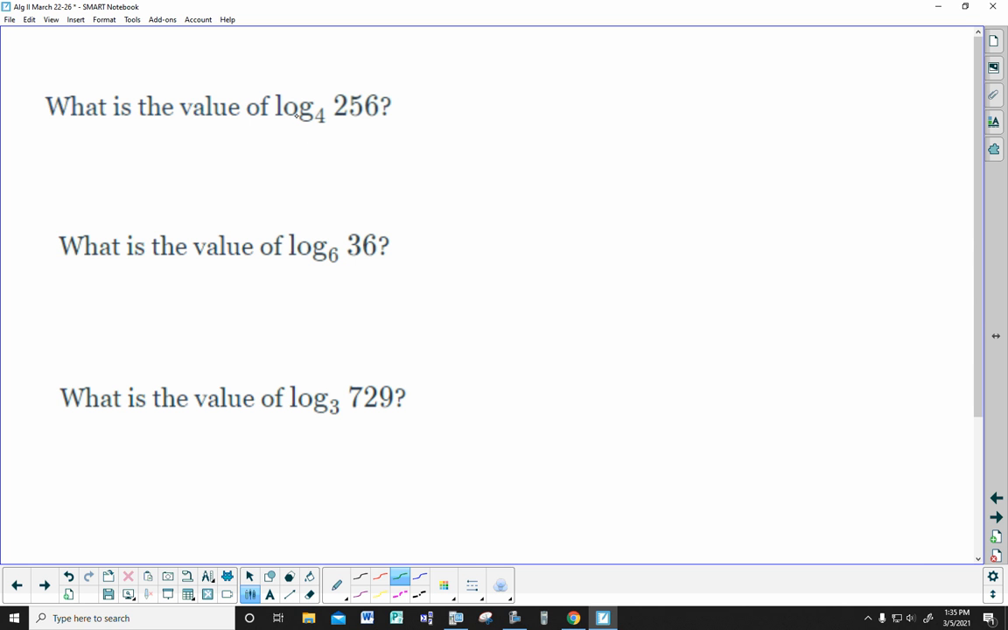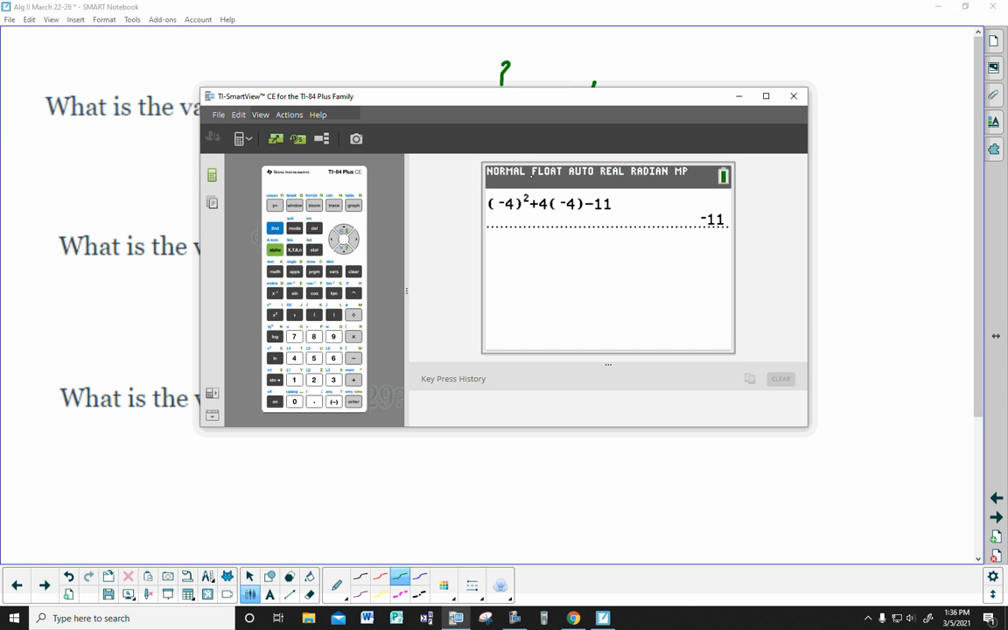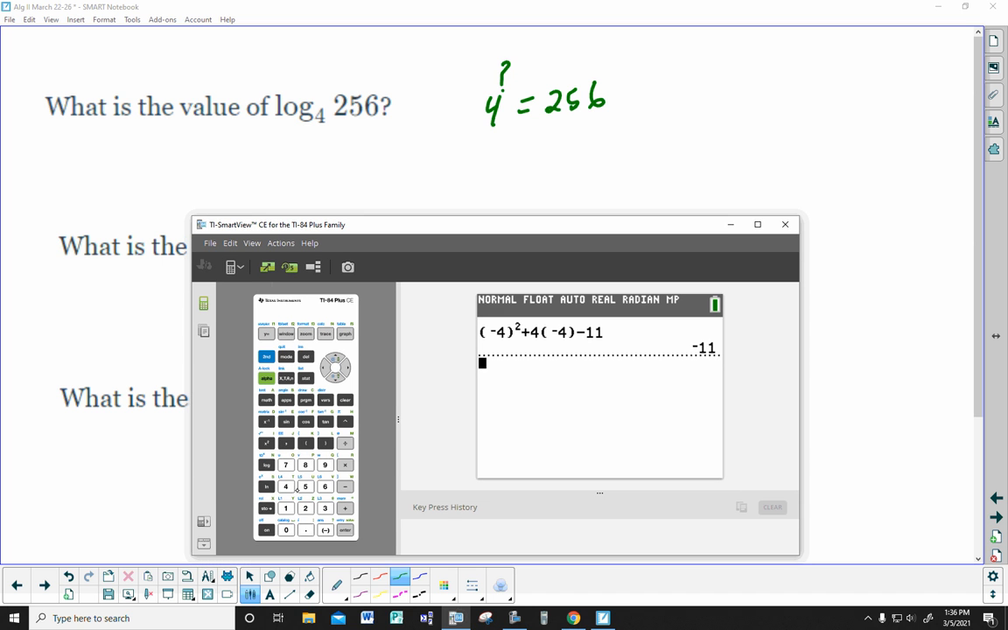Like I said, you could say this all day long. 4 to what power is, log base 4 of 256 is what? I have no idea, but if you think of it as 4 to what power is 256, you're like, oh, okay, I think I can handle that. And you go, how about 4, come on, 4 cubed, does that work? No. How about 4 to the 4th?